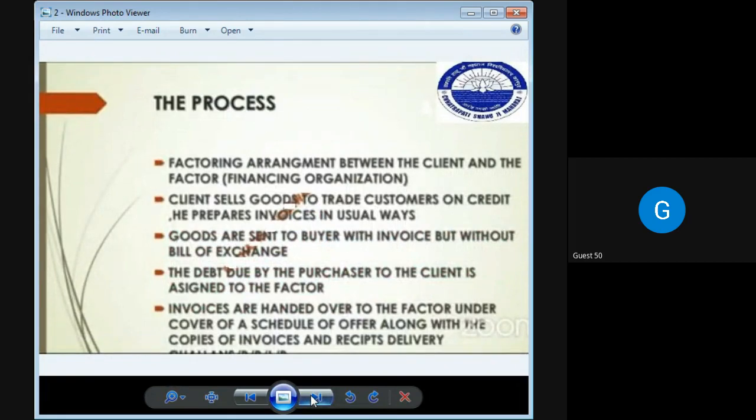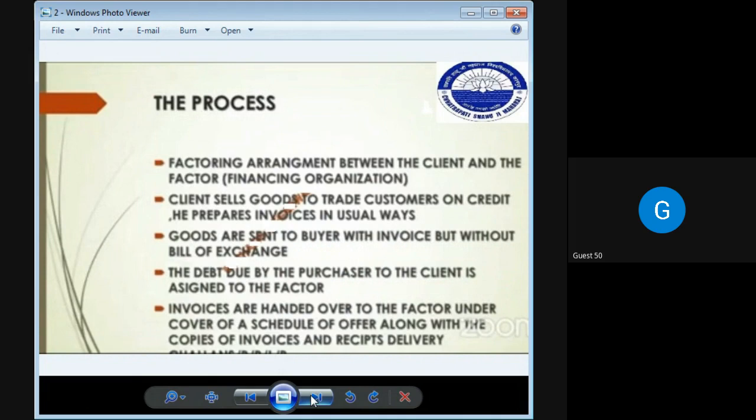Second, the client sells goods to trade customers on credit, and he prepares invoices in the usual way. Normally, businesses or companies sell goods to customers on both cash and credit basis. But when a company takes factoring services, it sells the goods on a credit basis, and after selling the goods on credit, the business prepares the invoices.